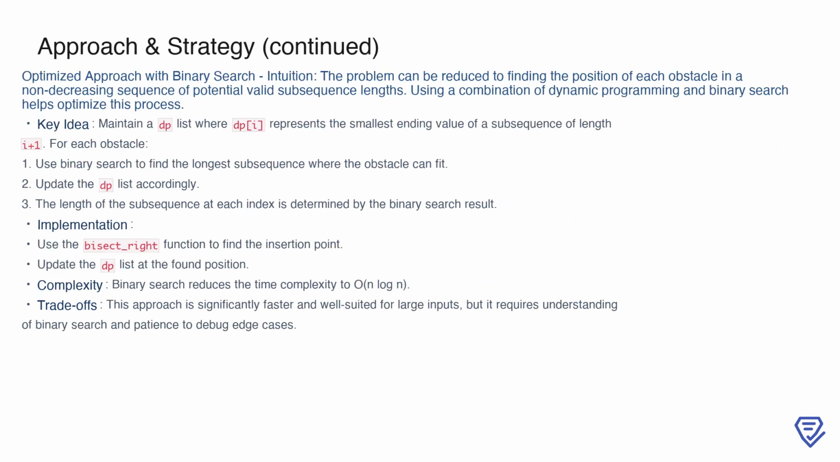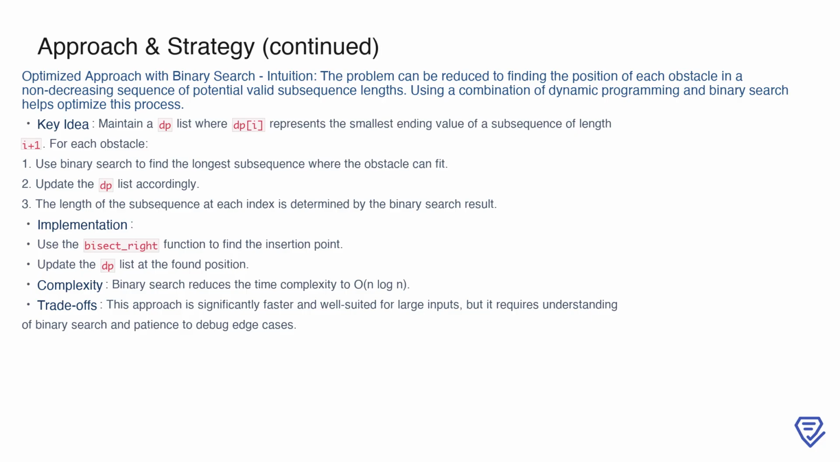To overcome the inefficiency of brute force, we move to an optimized approach that leverages binary search. The key intuition here is that we can reduce the problem to finding the position of each obstacle within a non-decreasing sequence of potential valid subsequence lengths. This is achieved by dynamically maintaining a DP list, where each dp[i] represents the smallest possible ending value of a subsequence of length i plus 1.